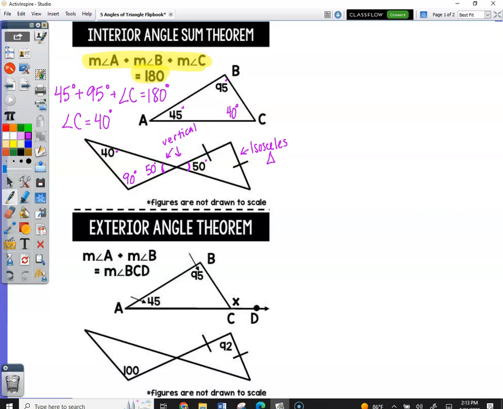Why? Other way. There you go. Because the sum's 180, and if they're all 3 equal, they would each be 60. This has how many congruent sides? 2, by the tick marks. So it has how many congruent angles?